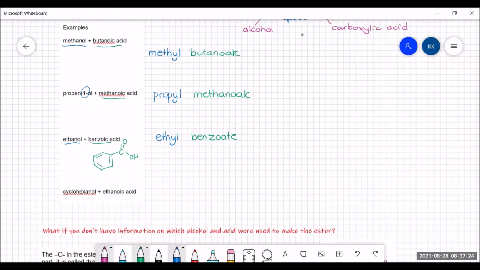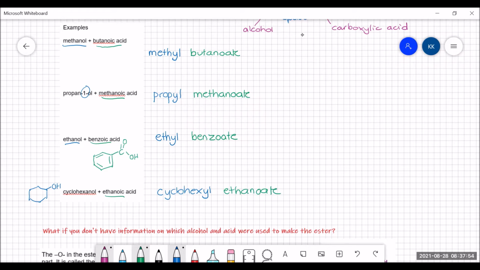Finally, cyclohexanol and ethanoic acid. Now, there's nothing to fear with cyclohexanol. It's just 6 carbon atoms in a ring with a hydroxyl group attached. And the cyclohexanol will give us a cyclohexyl group. And of course, our ethanoic acid is going to give us ethanoate.